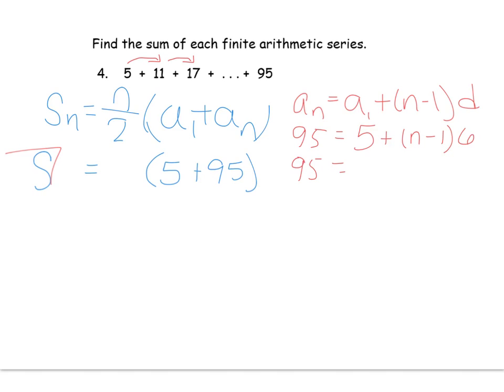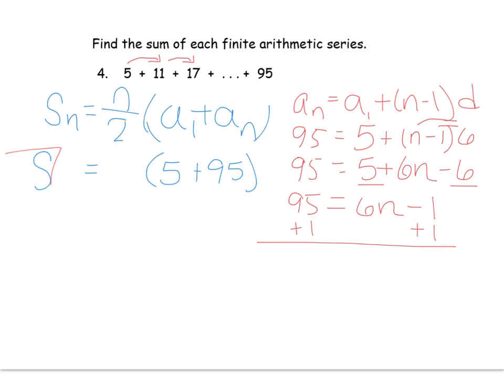So I'm going to distribute the 6 back, so bring down the 5, plus 6n, and 6 times negative 1 is negative 6. I'll put my 6n in the front and combine the like terms, 5 minus 6, to get negative 1. Then add 1 to both sides because we want to get the n term isolated. 95 plus 1 is 96. And then we're going to divide both sides by 6. So n is 16. So that means we're adding up 16 terms.